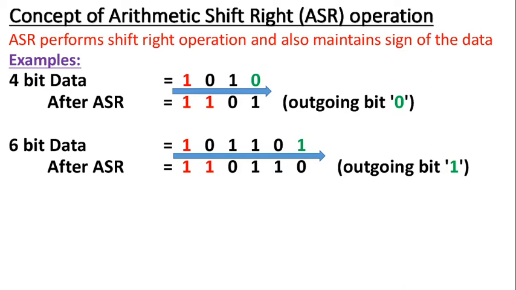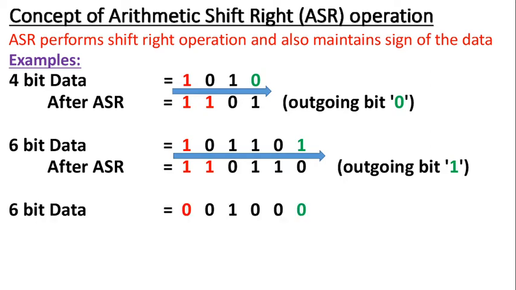Okay, in other words we can say here that the MSB bit is copied as it is. All the bits of that input data except the last one, except the LSB bit, are to be written immediately after that. So this is nothing but the arithmetic shift right operation here, which maintains sign.